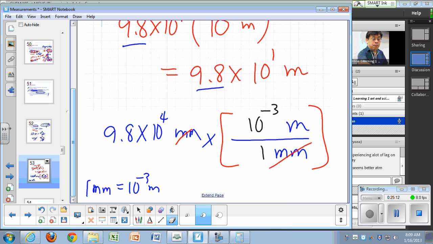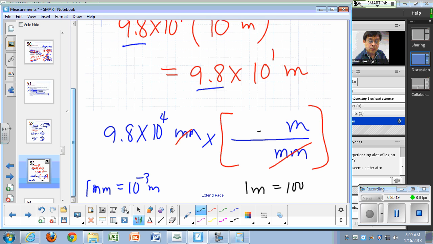Or if you're more comfortable, you already know that a meter is 1,000 millimeters. You can also do that. So you can say 1 meter is 1,000 millimeters. You get the same answer, which is going to be 98. Okay.